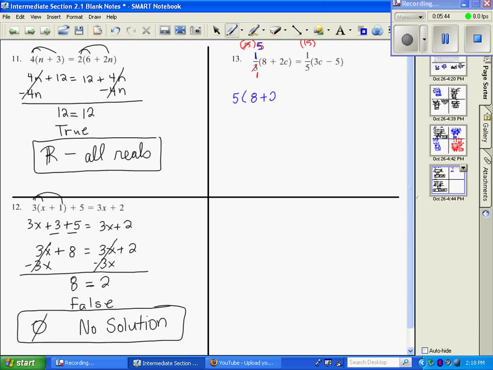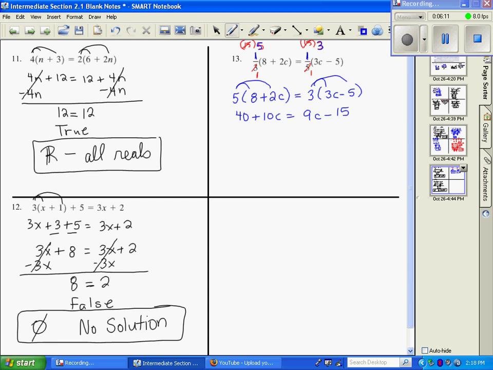8 plus 2c equals. Now on this side, I'm going to divide by 5, and I'm going to have 3. So I take this remaining 3 times 1, which is 3, and bring that parentheses down. Now we want to distribute, and distribute over here.